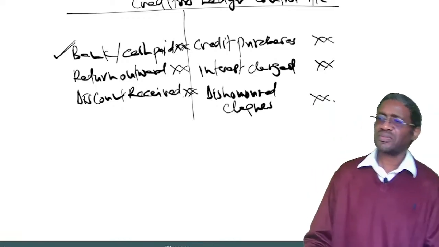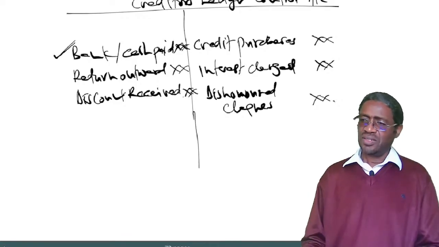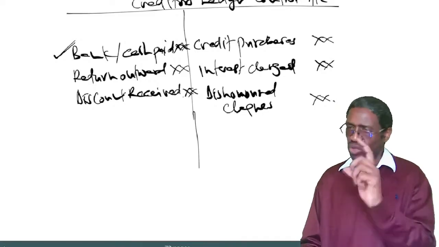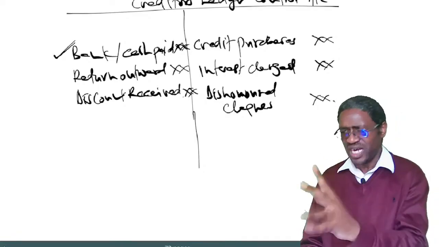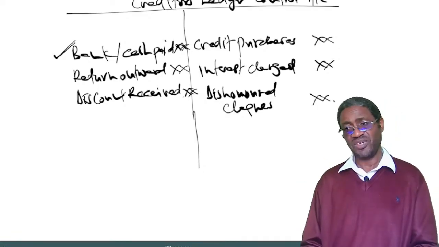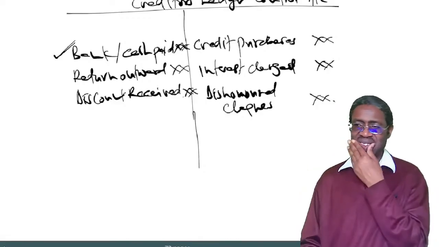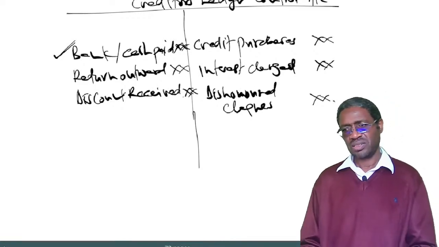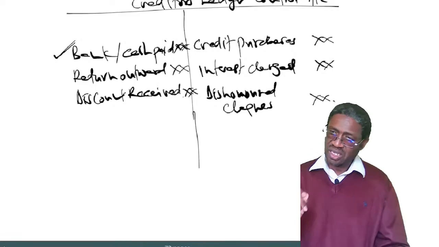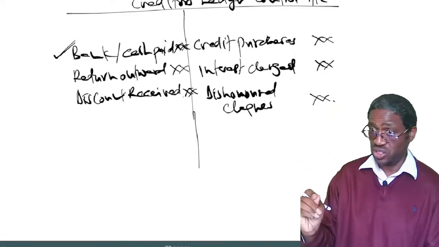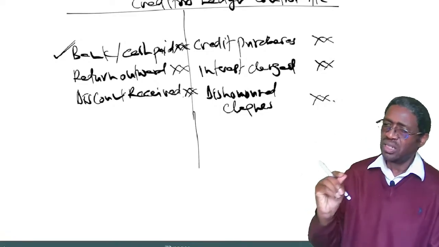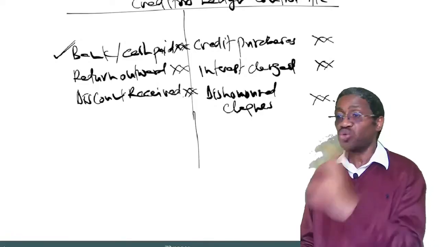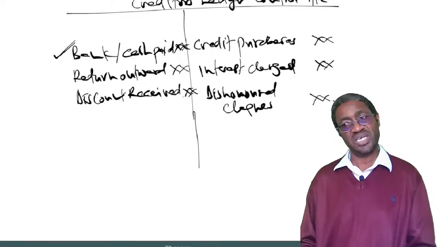Good. Listen. You purchased goods from Kamau on credit. You told him, I'll pay you within 30 days. Listen carefully. So Kamau told you, give me a guarantee. And so you signed a bill of exchange, implying that you have guaranteed to pay him that money within 30 days.